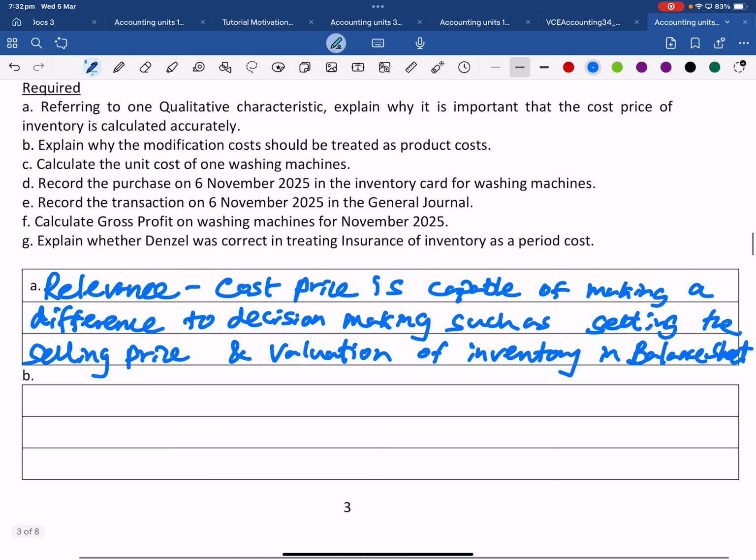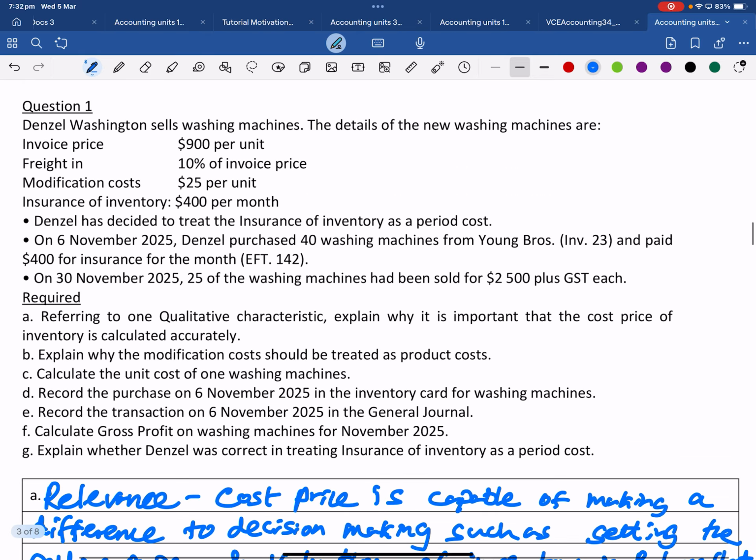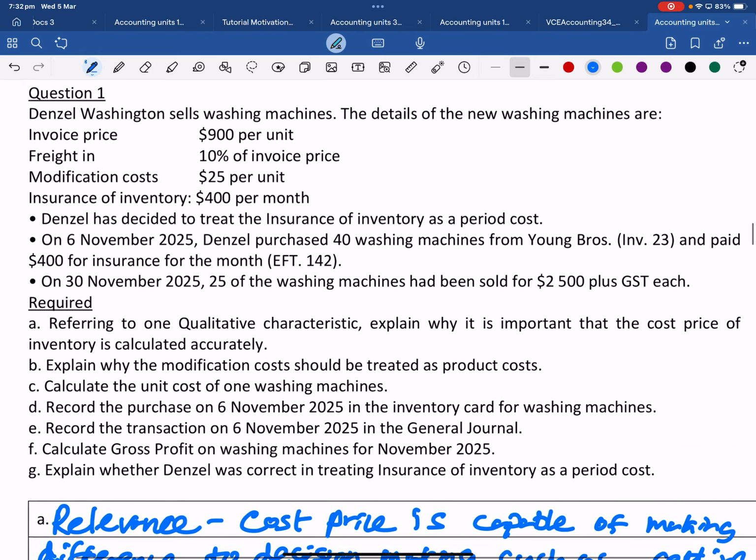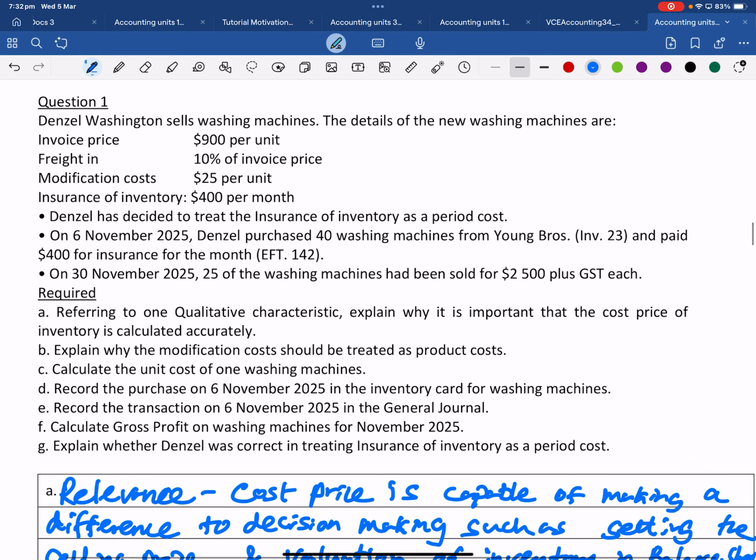Right. Part B. Explain why the modification costs. Okay. You guys read the question, everybody, yep? Yep. So what is this question?